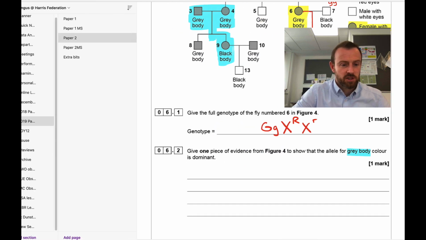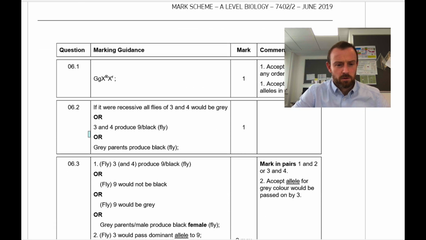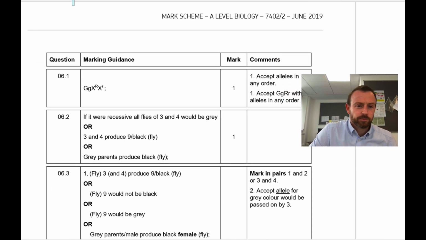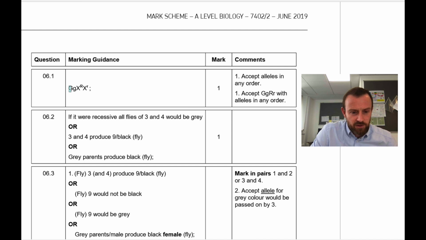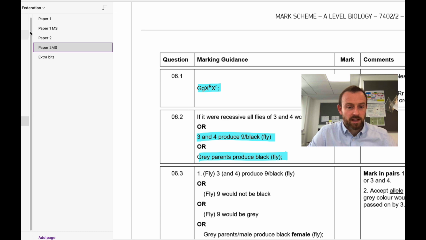Right, let's check the mark scheme for both those, 6.1 and 6.2. Okay, so yeah, this was just heterozygous for both loci. So yeah, you could just say 3 and 4, grey parents, produce a black fly. What's next?